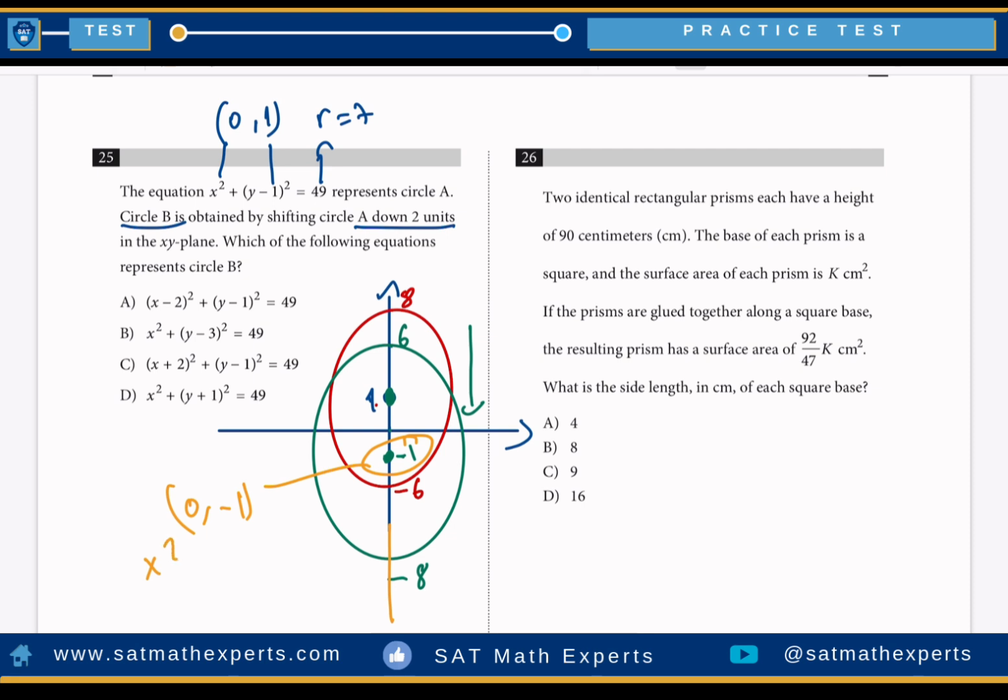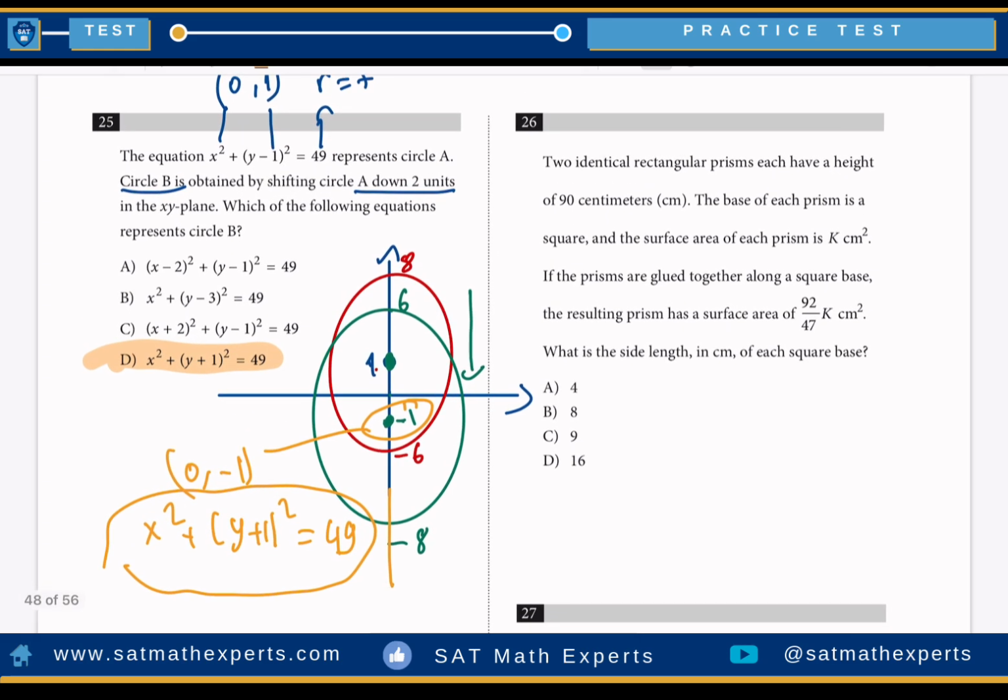So x squared plus (y minus negative 1), which is (y plus 1) squared. But the radius never ever changes because we are just moving the circle. So based on this information, the correct answer will be, I think, letter D, yes.